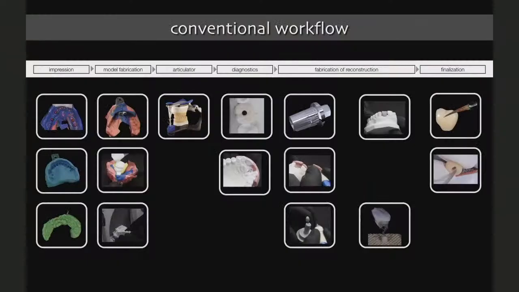So that's actually the conventional workflow, and you need to understand that each step is possible because there was a previous step. So it's like going from left to right, and you cannot go back or anything. So everything is step by step.